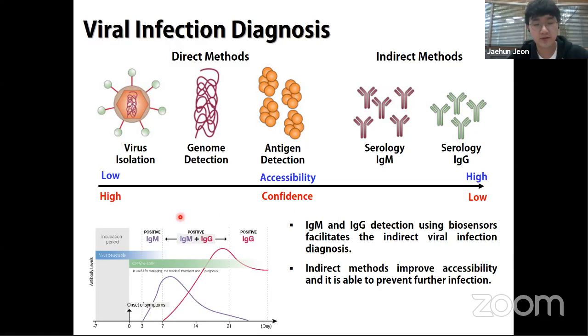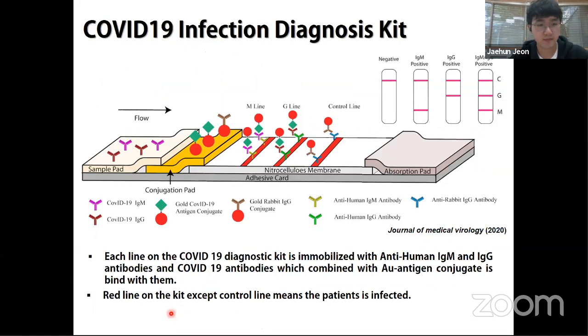As shown in the figure below, when the infection occurs in the body, immunoglobulin M and immunoglobulin G are formed after 3 and 7 days respectively. Therefore, the infection diagnosis can be implemented by judging whether immunoglobulin M and G, or G, have formed in the body. Based on this principle, the COVID-19 diagnostic kit was developed to detect the antibodies in the blood.